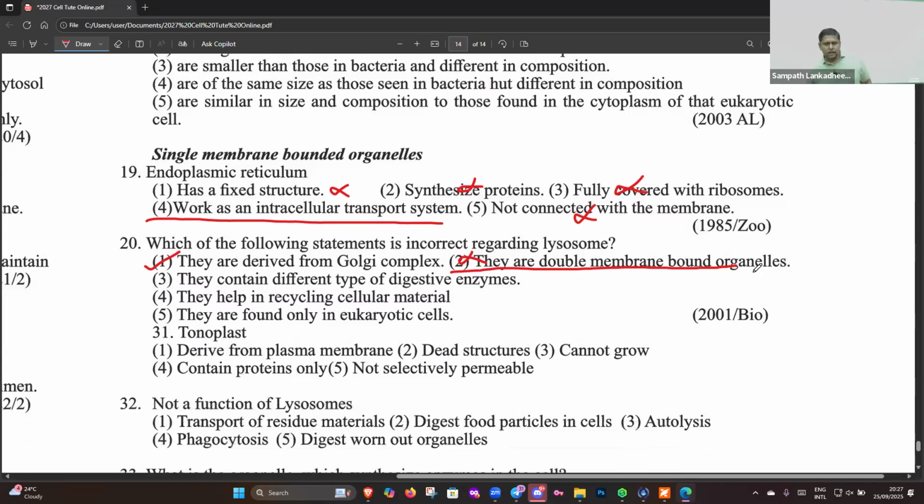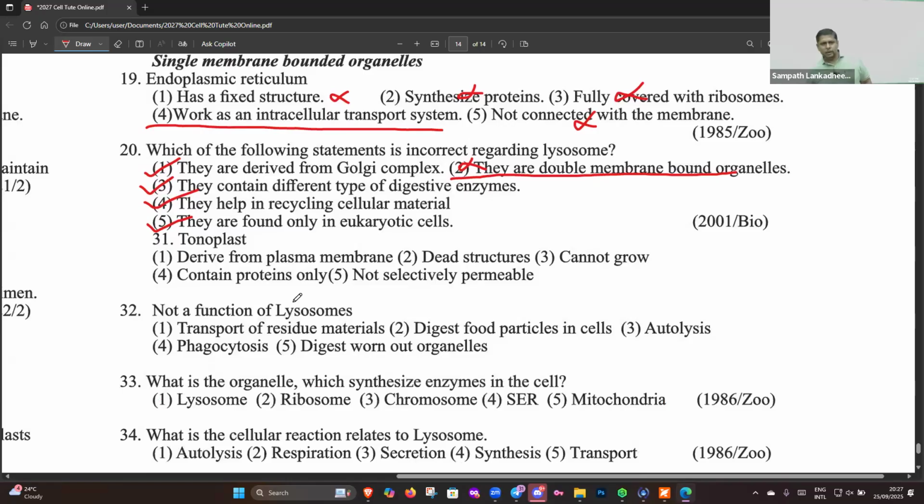They contain different types of digestive enzymes. Yeah, correct. They help recycling cellular materials. Yes. They digest, especially the digestion of old organelles. They are found only in eukaryotic cells. Yeah, that's correct. You don't see them in prokaryotes.